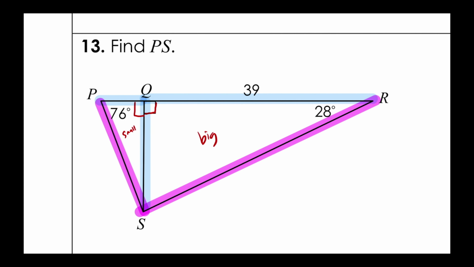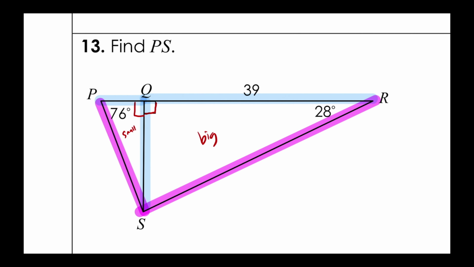Okay, so we're going to look at the big one. Usually what happens when you have two triangles in a problem, you're going to use one triangle to get information for the other triangle. So if I'm looking at this little triangle, I only have an angle. I don't have anything else. I would love to have a side, right?